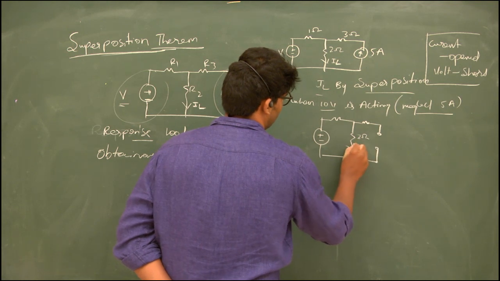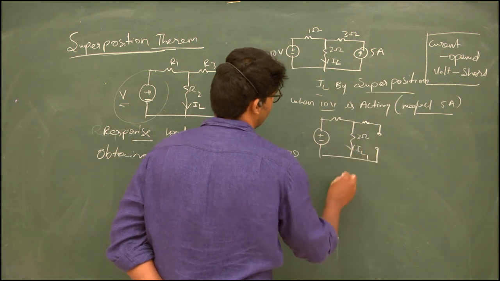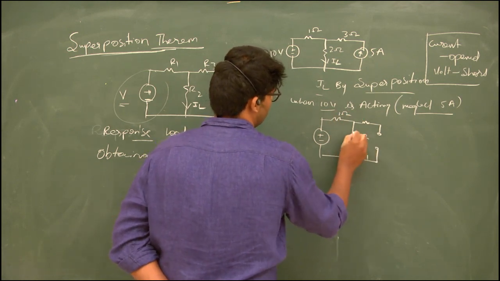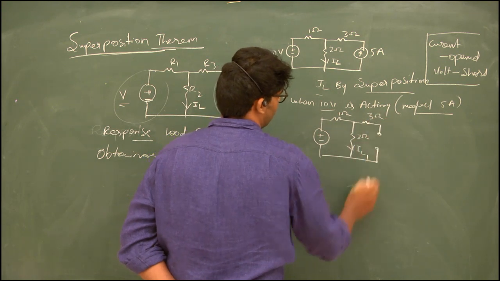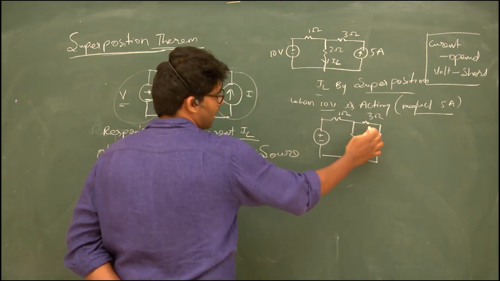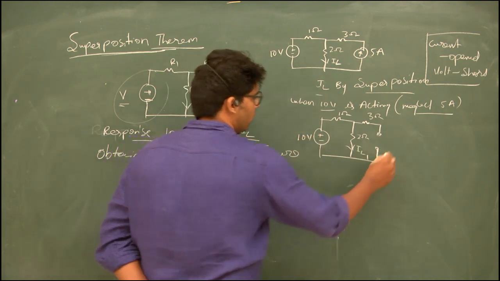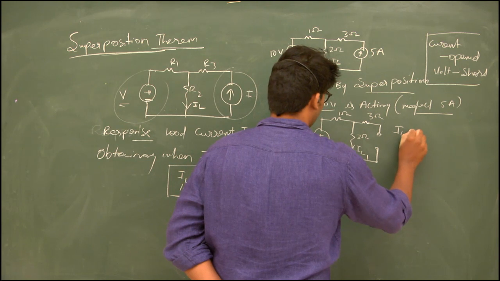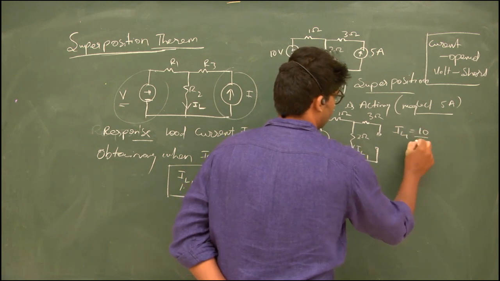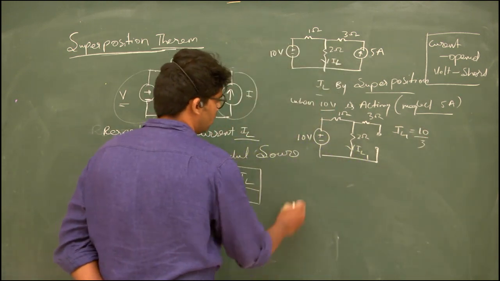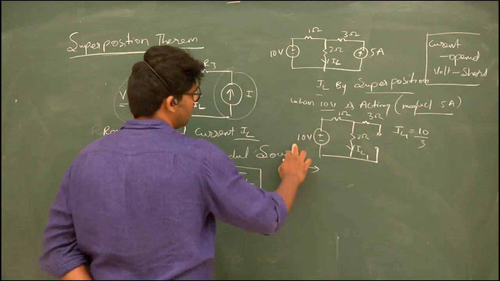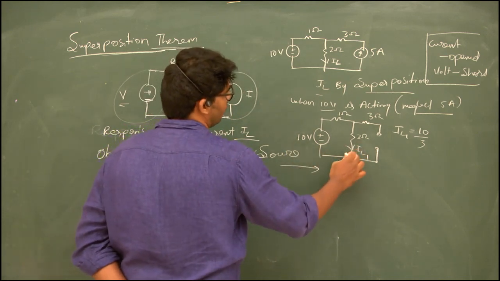The current, let us now call it IL1, flows through this 1 ohm and this 2 ohm. This 3 ohm is not acting because it is open circuited, and this is 10 volts. Therefore, by Ohm's law, IL1 equals 10 by 3. So with 10 volts acting, we have found IL1.